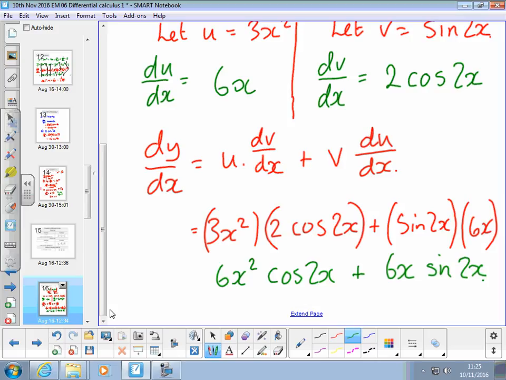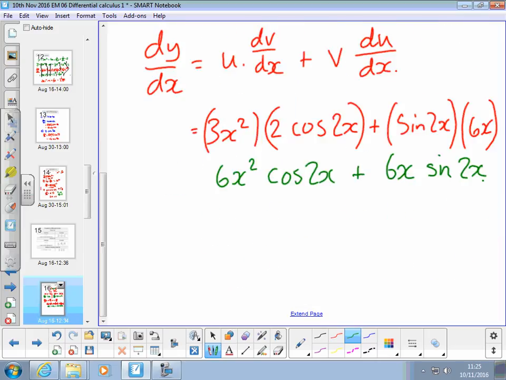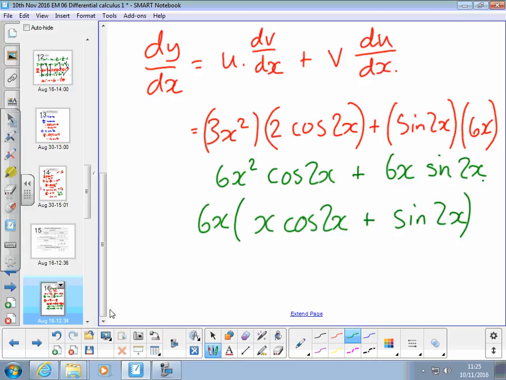Where's the common term in there now? 6x. So that means we can take 6x outside a set of brackets. What do I put inside the brackets? x cos 2x plus sine 2x. Okay.